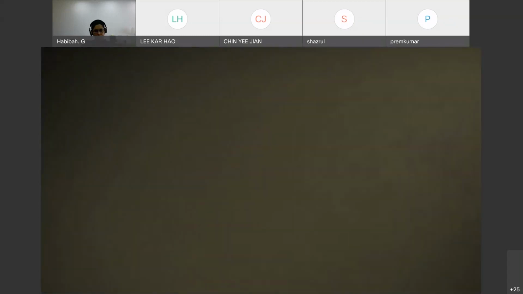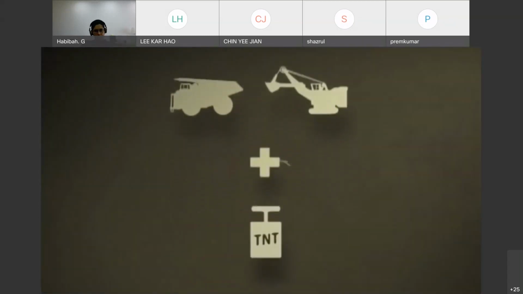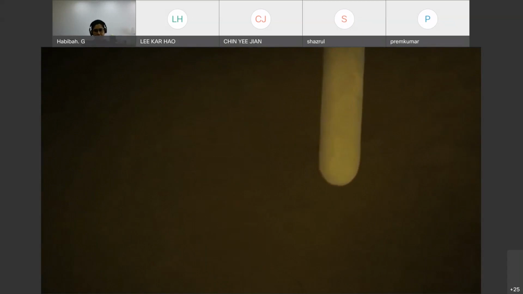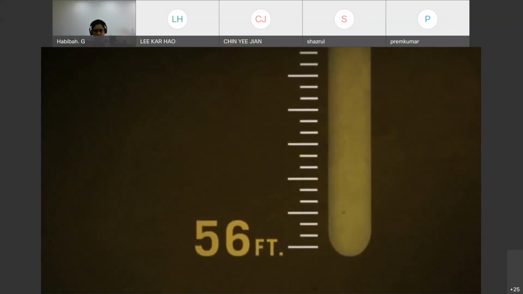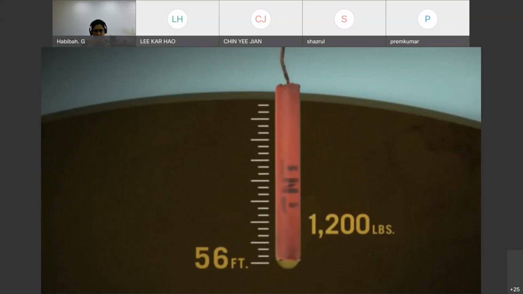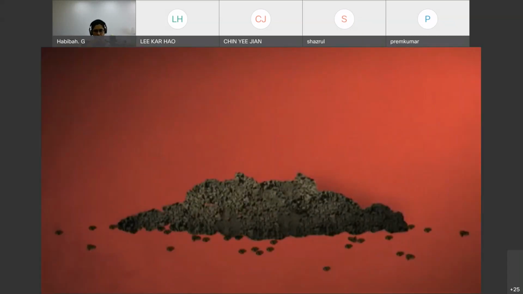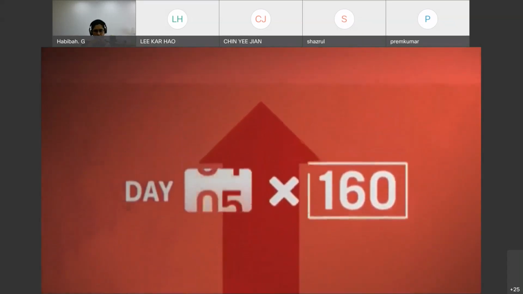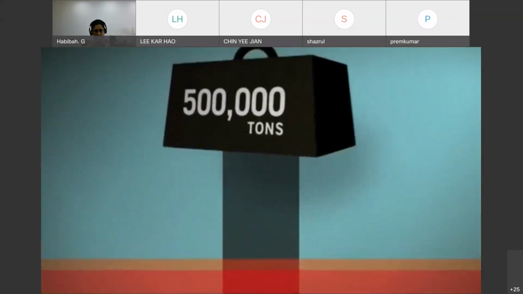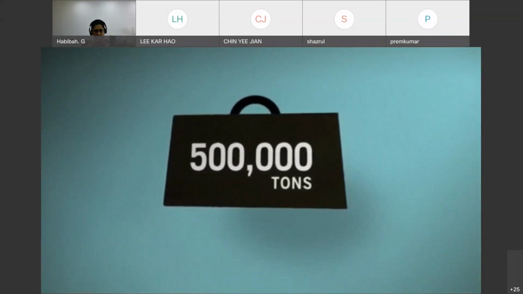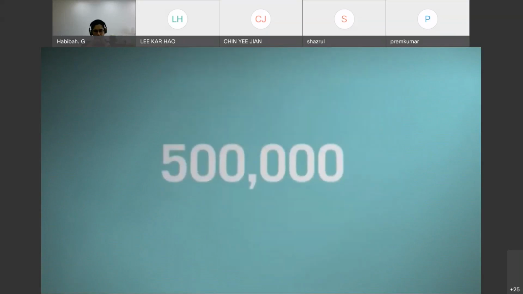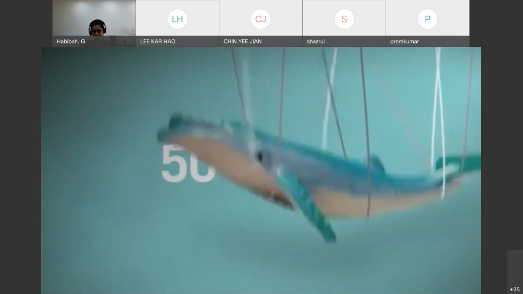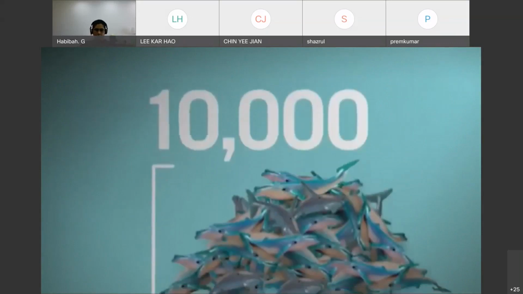The whole process starts with monster machines and high explosives. At the Bingham Canyon mine, teams of blasting experts drill 12-inch diameter holes 56 feet into solid rock, fill the holes with about 1,200 pounds of high explosives, and boom! Solid rock instantly becomes loose rock. In fact, every single day, blasting crews drill and blast about 160 of these holes to create 500,000 tons of new blasted ore. So exactly how much is 500,000 tons? Well, a humpback whale, one of the world's largest animals, weighs about 50 tons, which means you'd need about 10,000 of them to balance the scales.